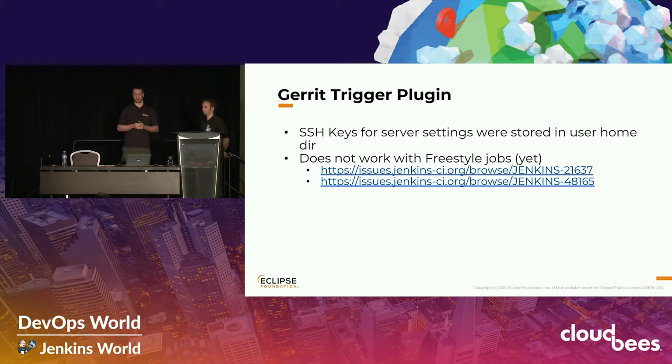There are already some tickets open for that. One ticket suggested, also as a workaround, to store the SSH keys in the Docker image for the managed master, which is, I guess, possible, but also not something that we would want to do for the rest of the time. So we will look into maybe patching the Gerrit trigger plugin and contributing some changes to make it compatible with the credentials plugin, because that's what's missing.